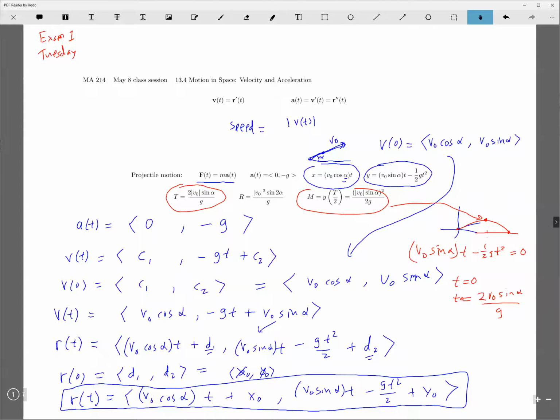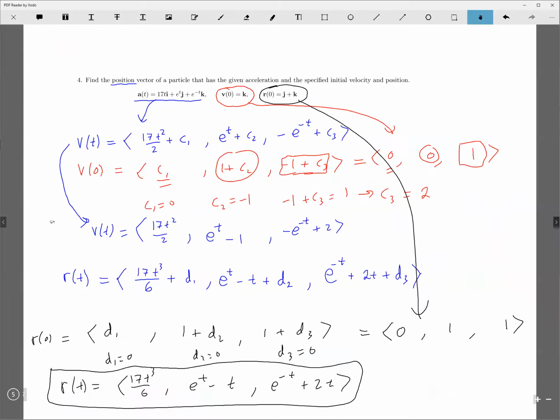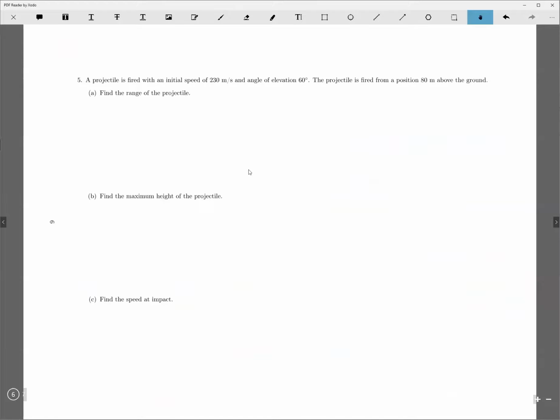And everything behind that. So let's go to the last question, number 5. A projectile is fired with an initial speed of 230 meters per second. That's going to be your V0. And then your angle of elevation is 60 degrees, so that's going to be your alpha. The projectile is fired from a position 80 meters above the ground.